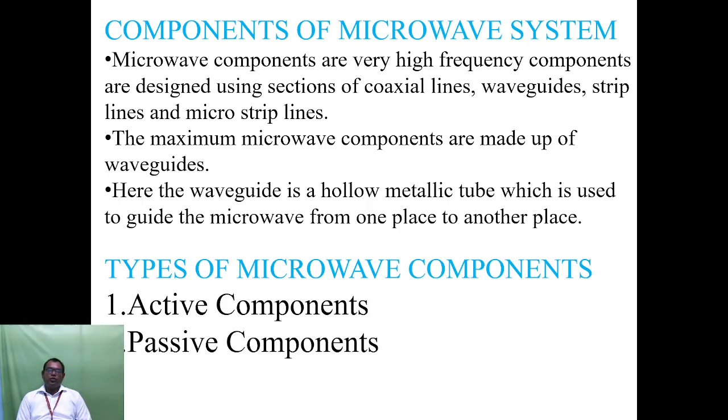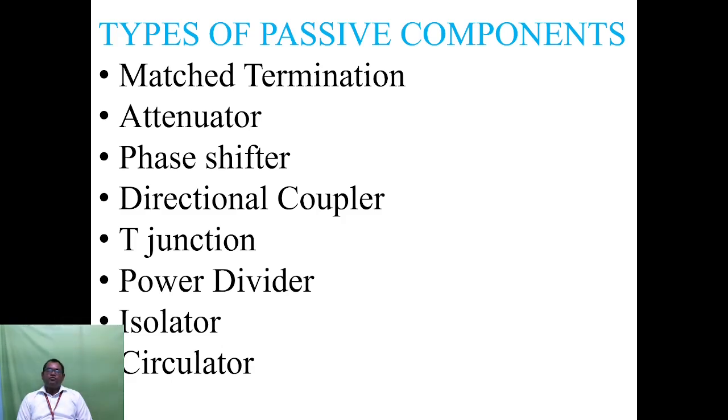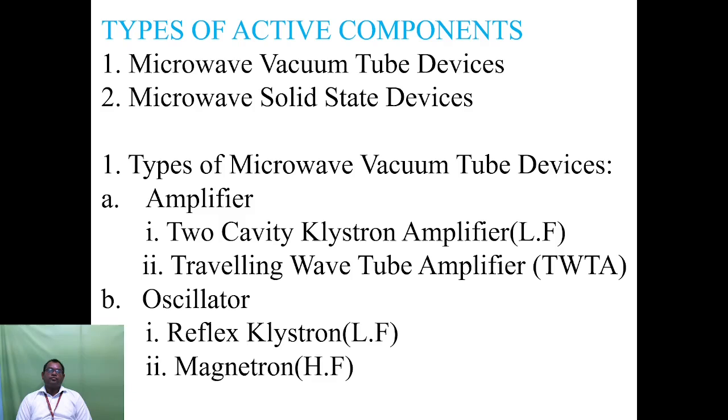So there are two types of microwave components. One will be active components, another one will be passive components. The types of passive components in the microwave device are: matched terminations, attenuator, phase shifter, directional coupler, T-junction, power divider, isolator and circulator. These are some of the passive components of a microwave system.